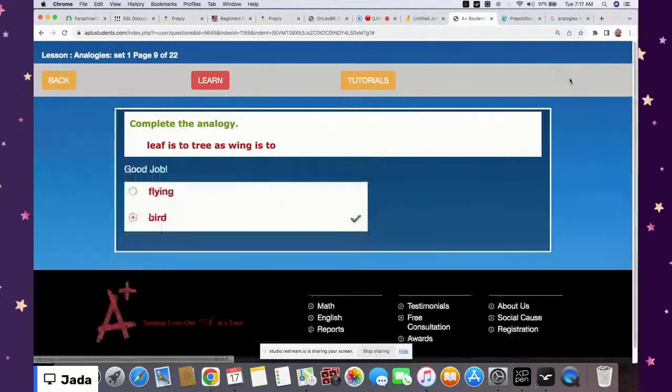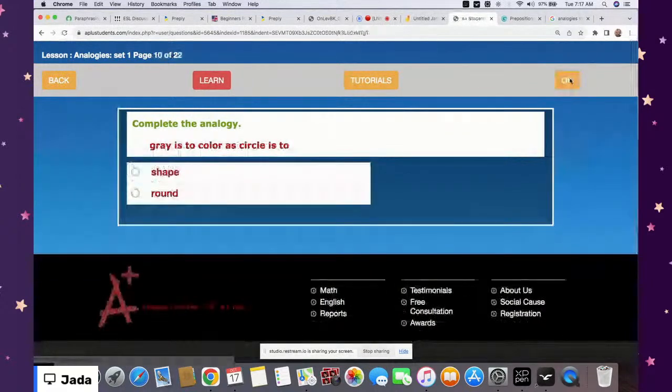And then we have gray is to color as cycle is to shape or round. Which one? So gray is to color as cycle is to shape. Yes, shape. All right.